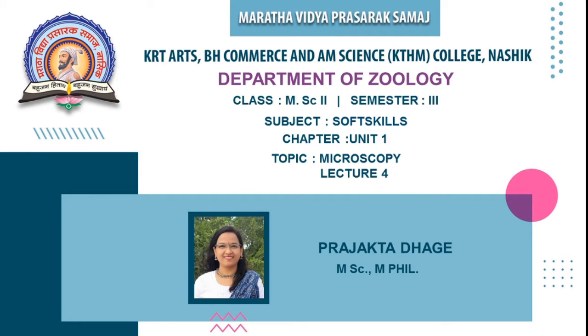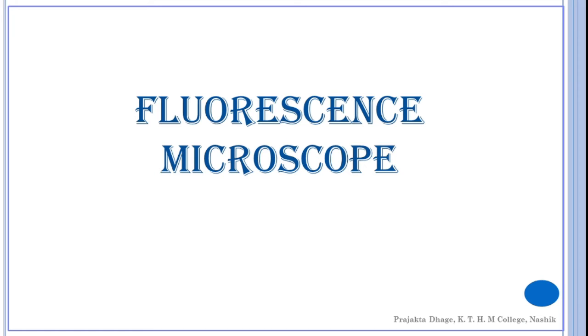Today I will be taking a lecture for MSc Part 2, Semester 3. Subject is Soft Skills, chapter is Unit 1 and the topic we are going to see is microscopy. And this is the fourth lecture of this chapter. Today I will be talking about the fluorescence microscope or fluorescent microscope.